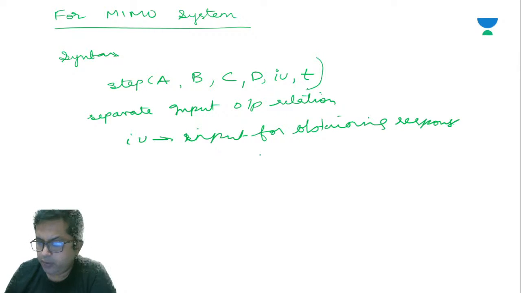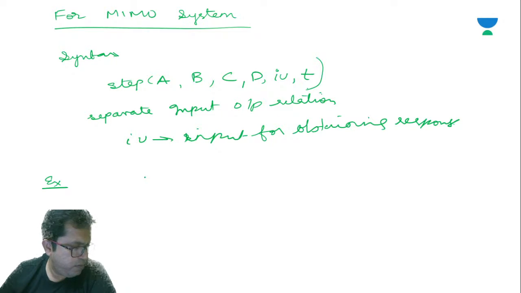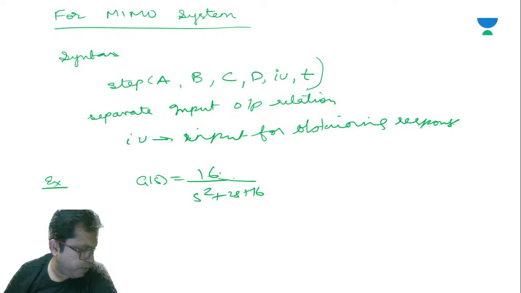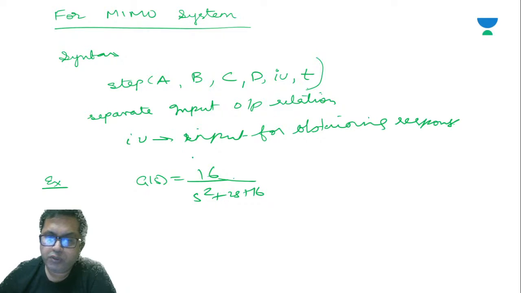So we'll take one example. The example is G(s) equals 16 upon s square plus 2s plus 16. You have to plot step response using transfer function, and step response using state space approach.